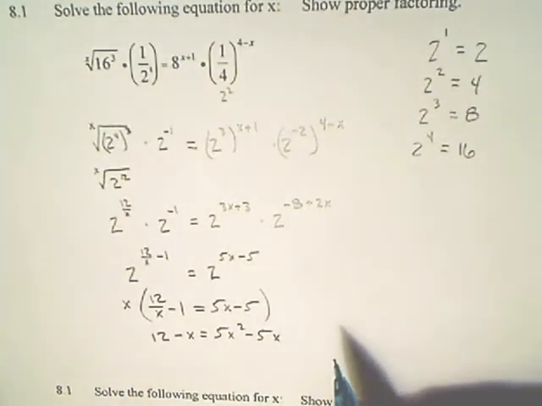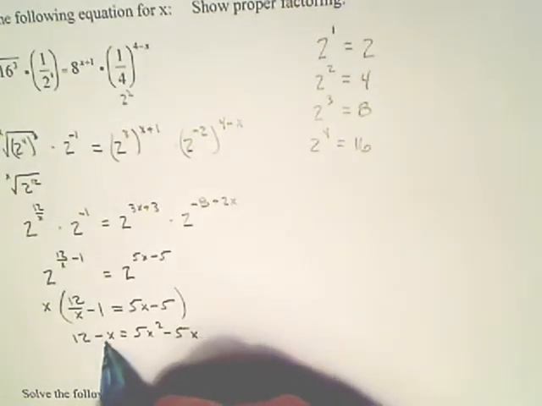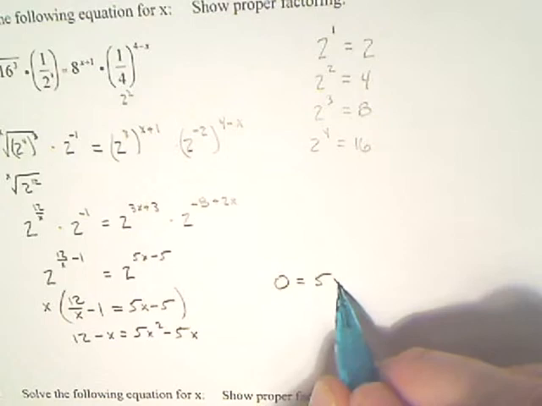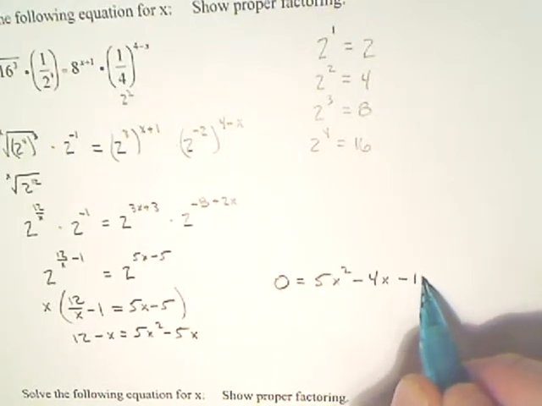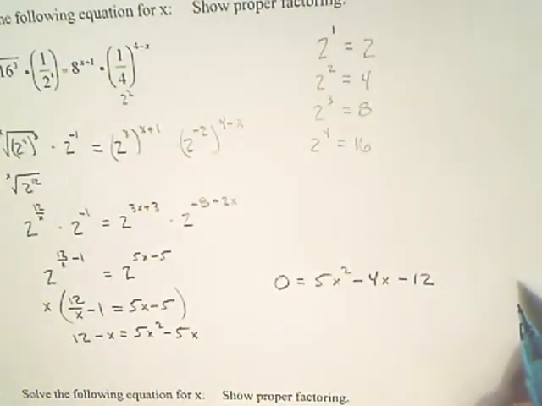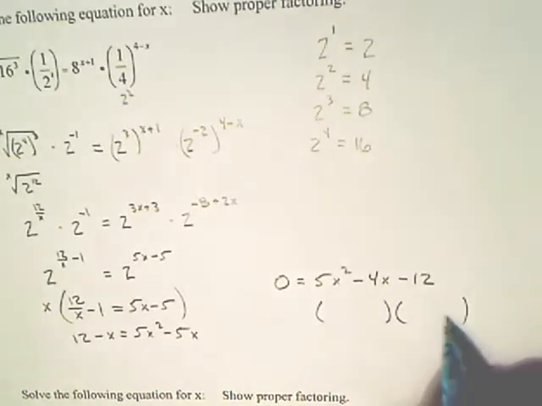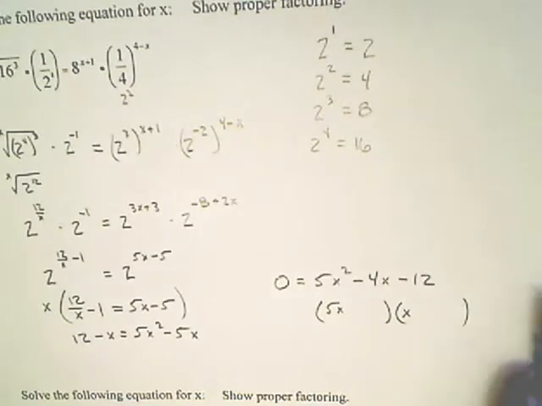Here's a polynomial equation which we want to move everything to one side. So if I move these two items to the right, I would have 0 left over on the left. 5x squared minus 4x minus 12, which you must show proper factoring and solve. The 5x squared in the front only leaves us one choice, 5x and x. The 12 leaves us several choices, 1 and 12, 2 and 6, and 3 and 4 for these last two spots.